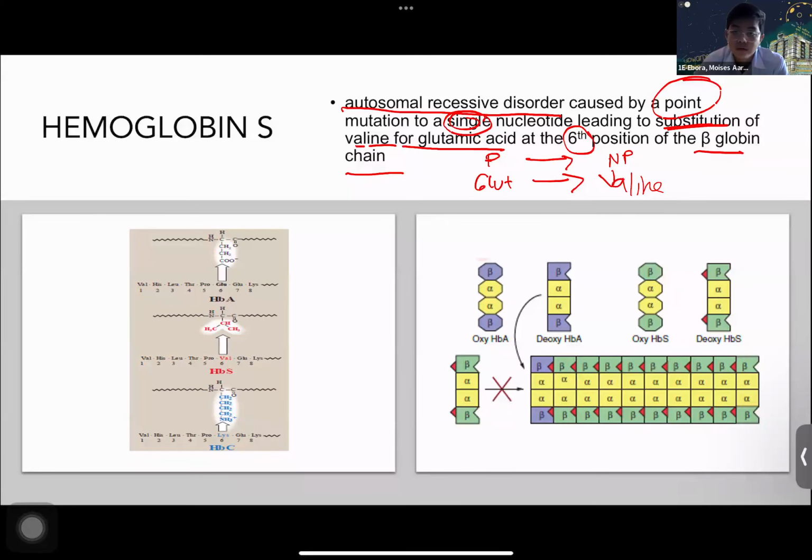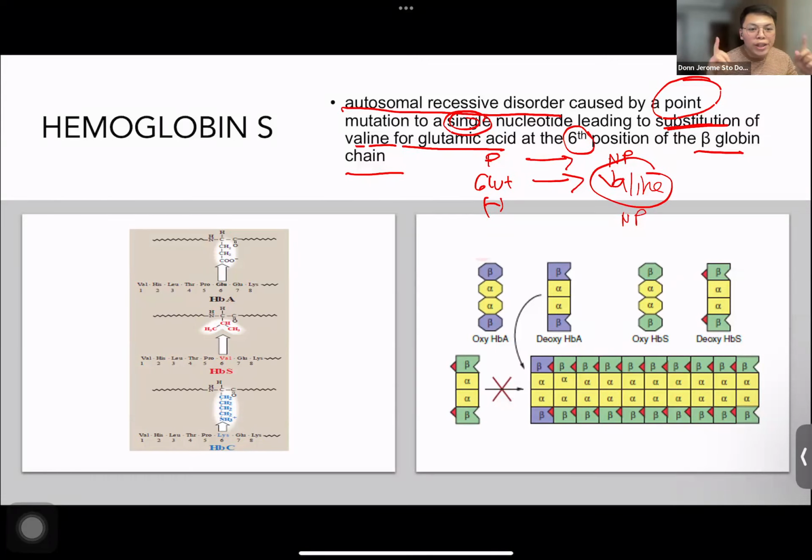Polar, Doc. So, okay, it's polar. What's the charge? Negative. Polar, negatively charged. While valine, what is its polarity? It's non-polar. Okay? What's the sequelae?